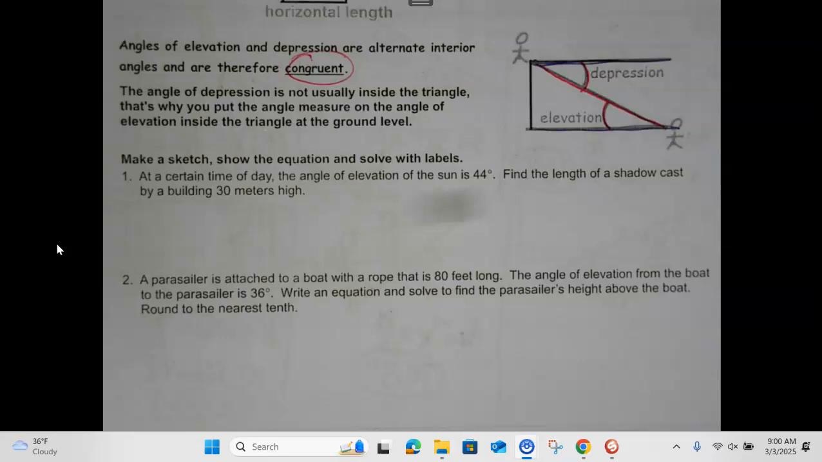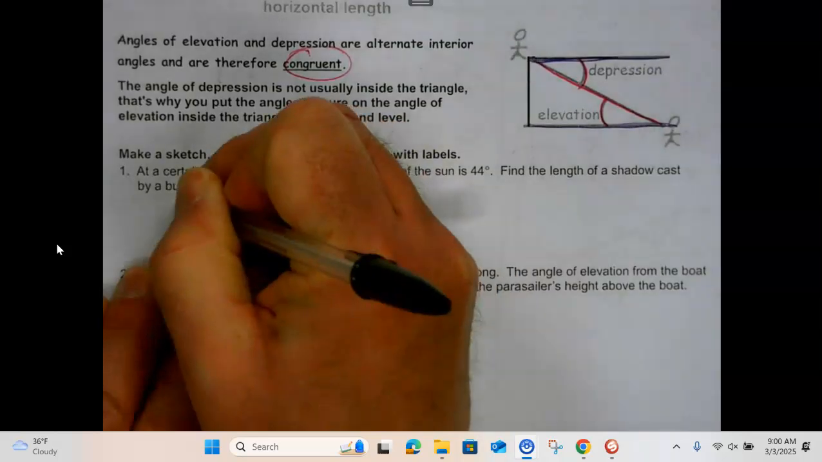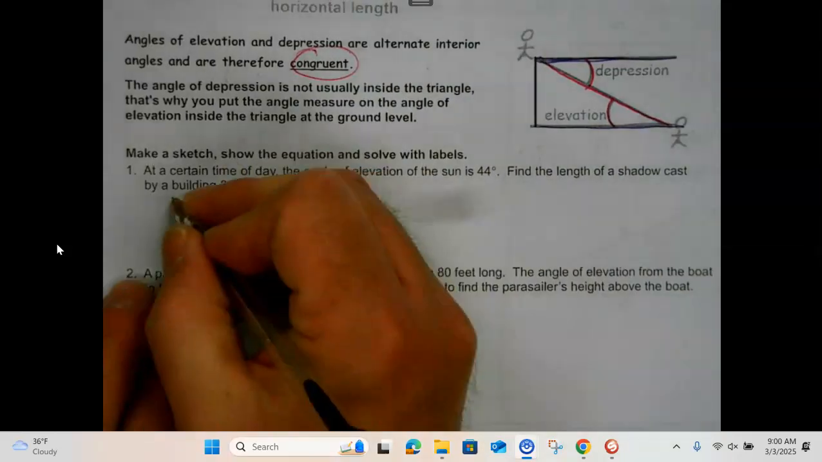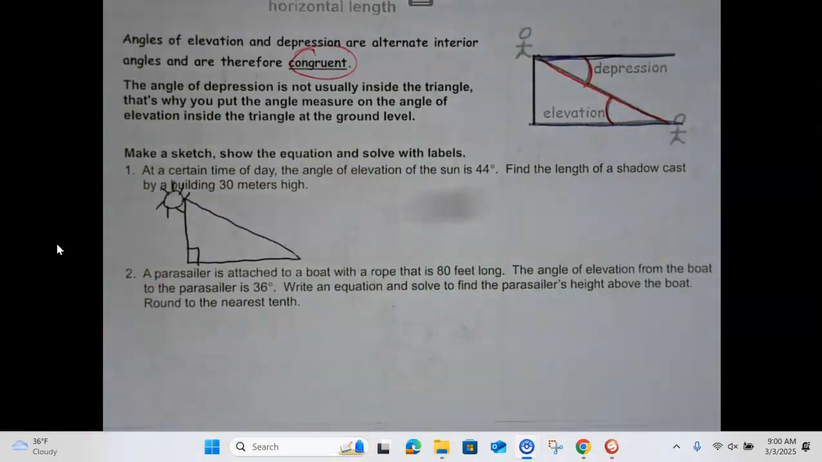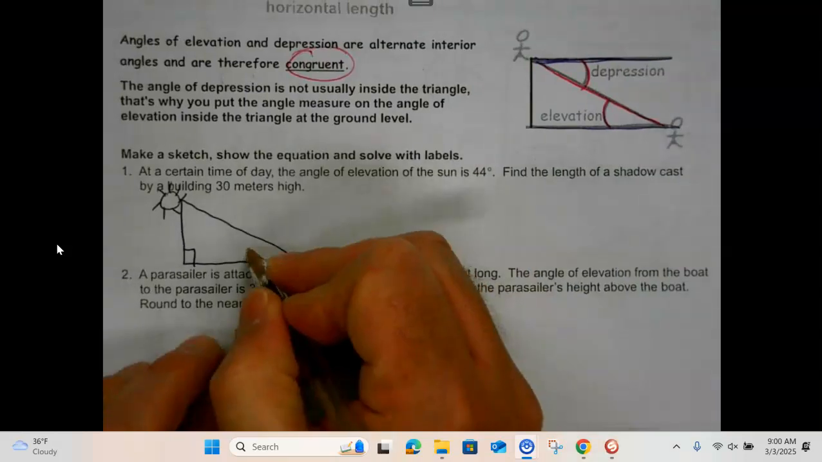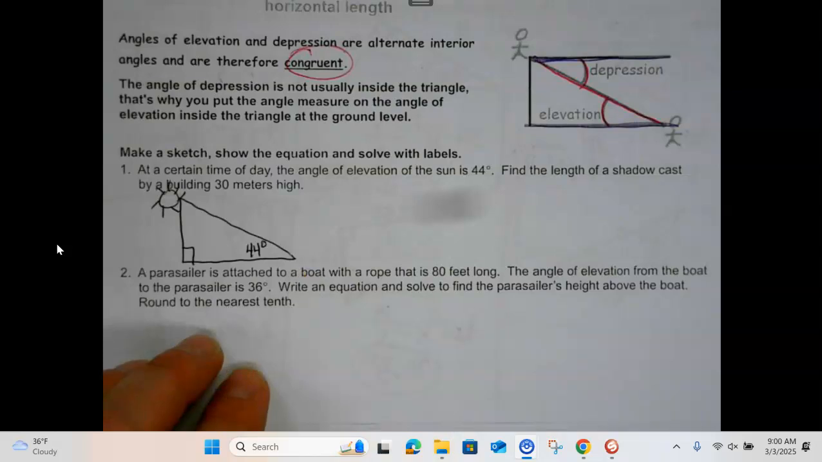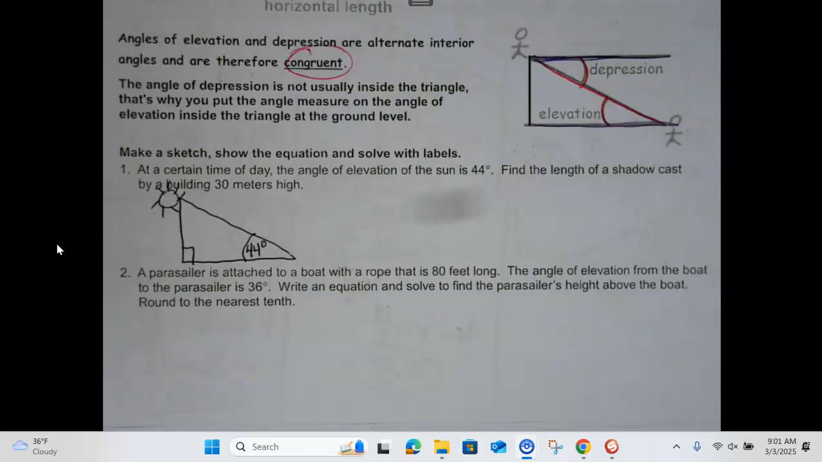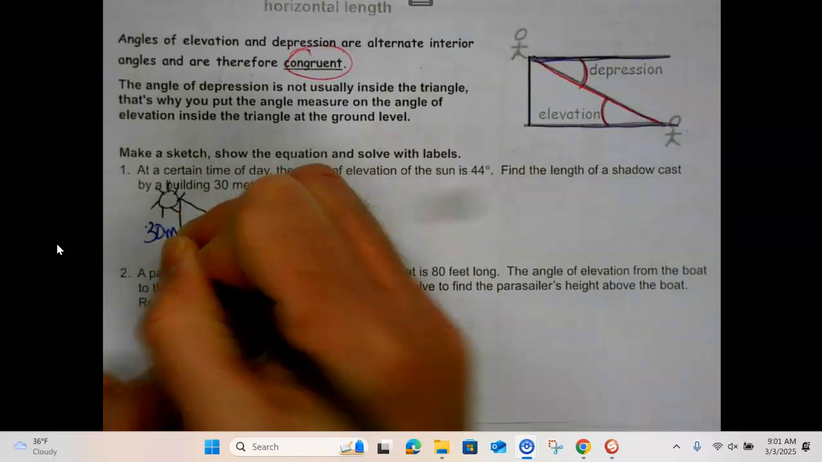Let's make some pictures. I'm boring when it comes to this. I always like to put them going the same direction. At a certain time of the day, the angle of elevation of the sun is 44 degrees. There's the extent of Hardy's artwork. I could put a little person down here, but I'm not going to go that far. Find the length of a shadow cast by a building that is 30 meters high.